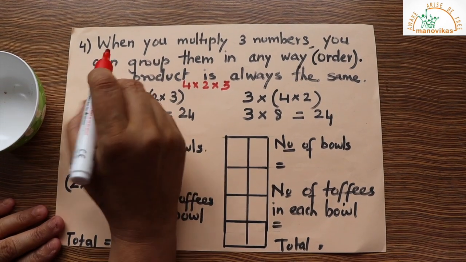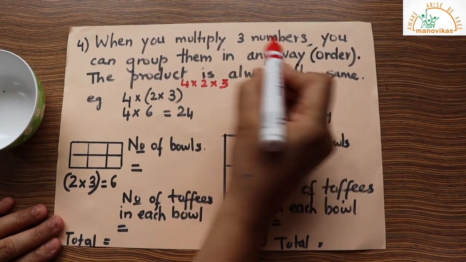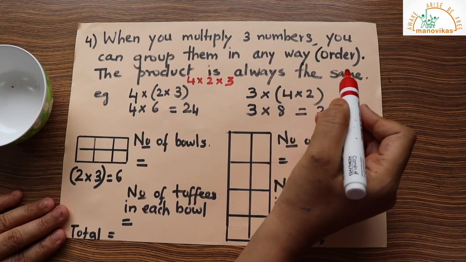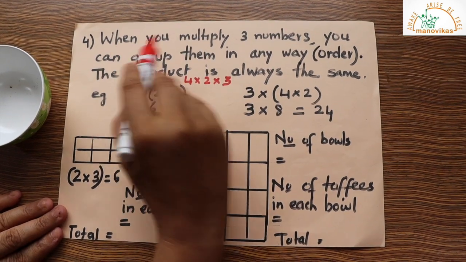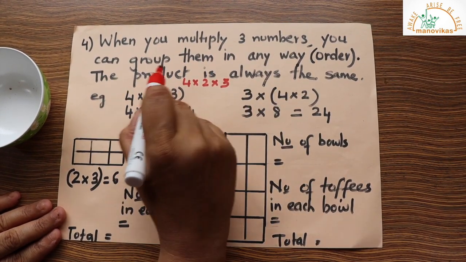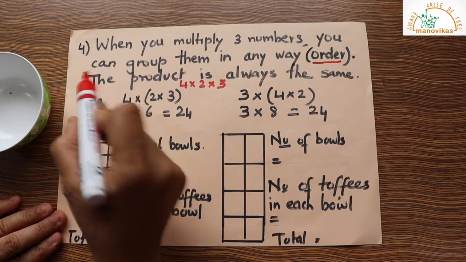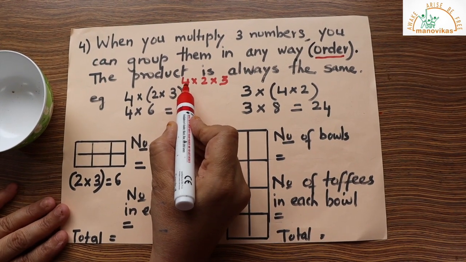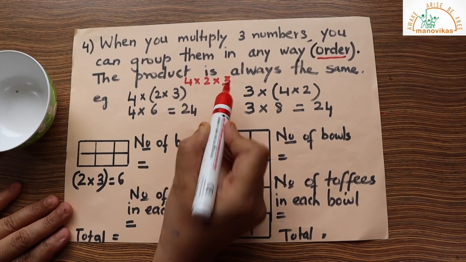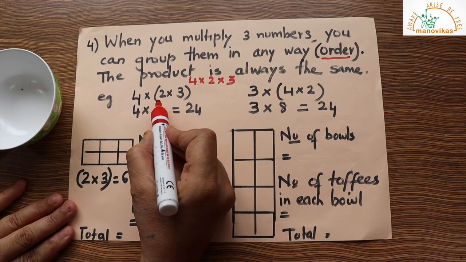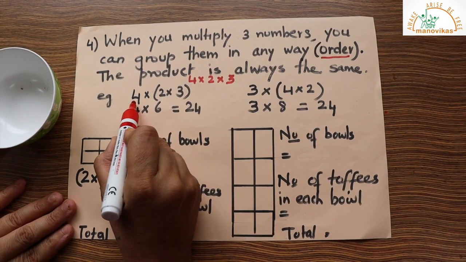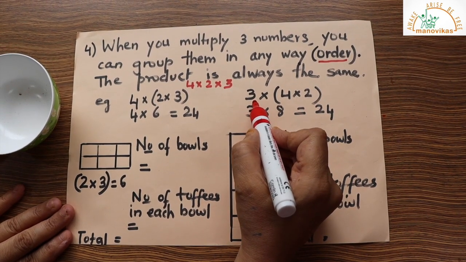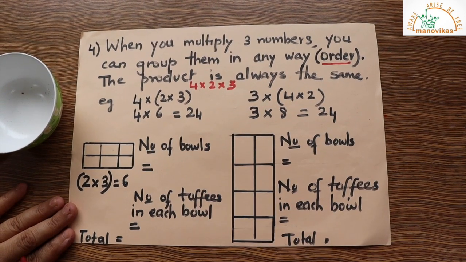And now, the last property. When you multiply 3 numbers, you can group them in any way or order. The product is always the same. I repeat, when you multiply 3 numbers, you can group them in any order. The product is always the same. Now here I have three numbers, 4 multiplied by 2 multiplied by 3. So either I group 2 and 3 and then multiply it with 4, or I group 4 and 2 and then multiply it with 3.